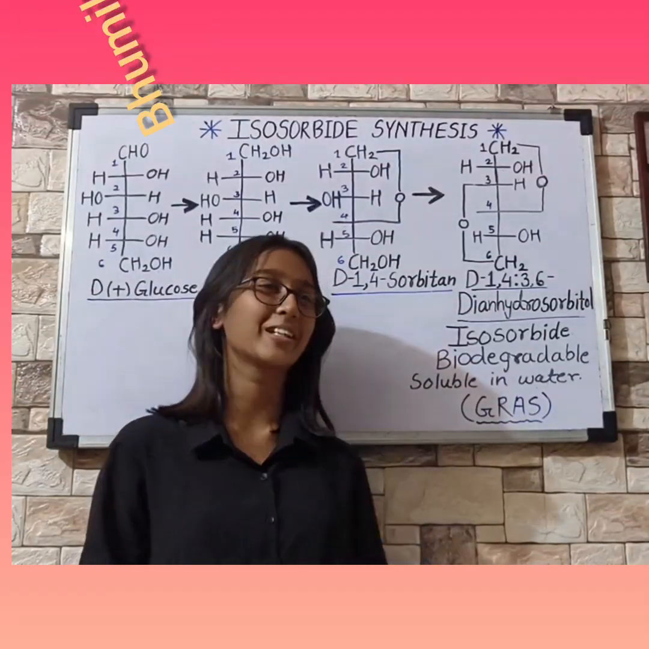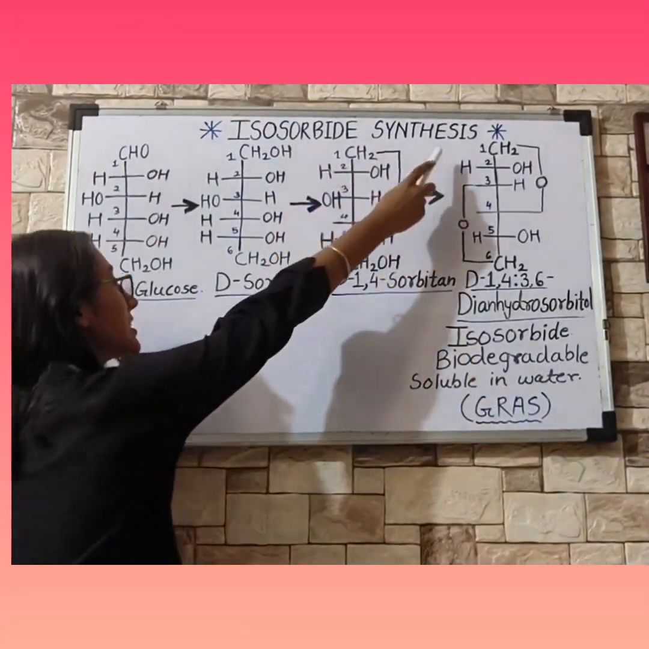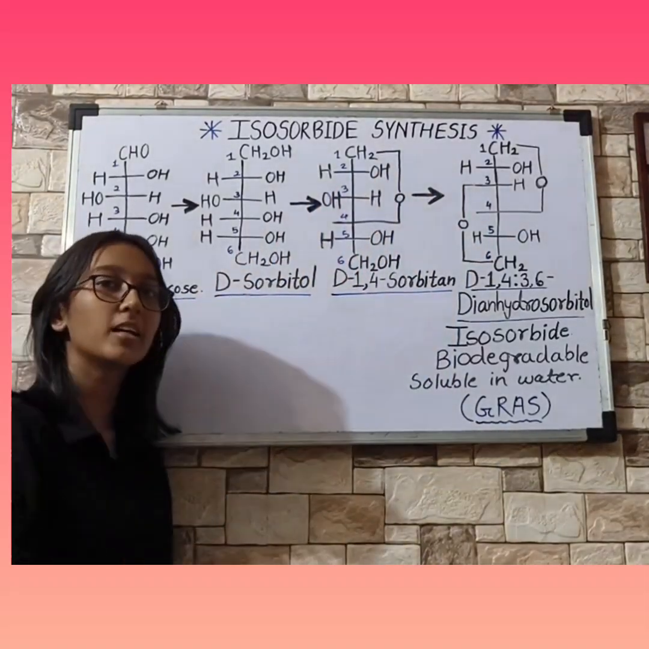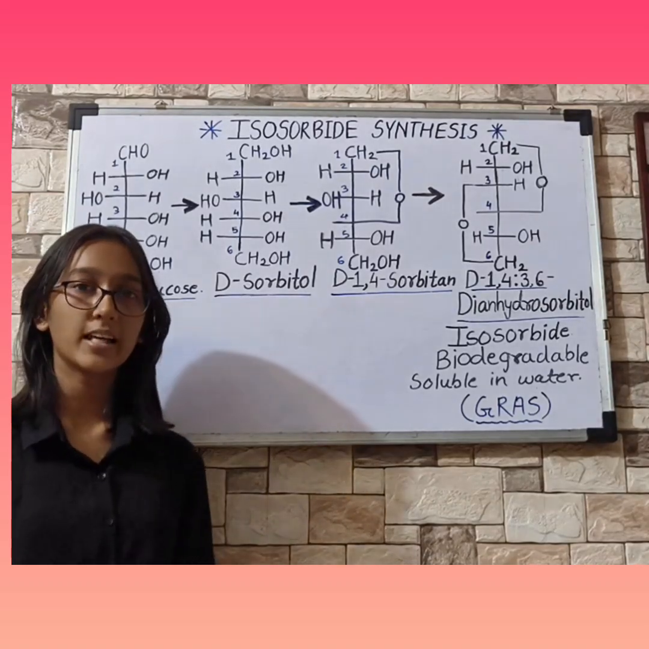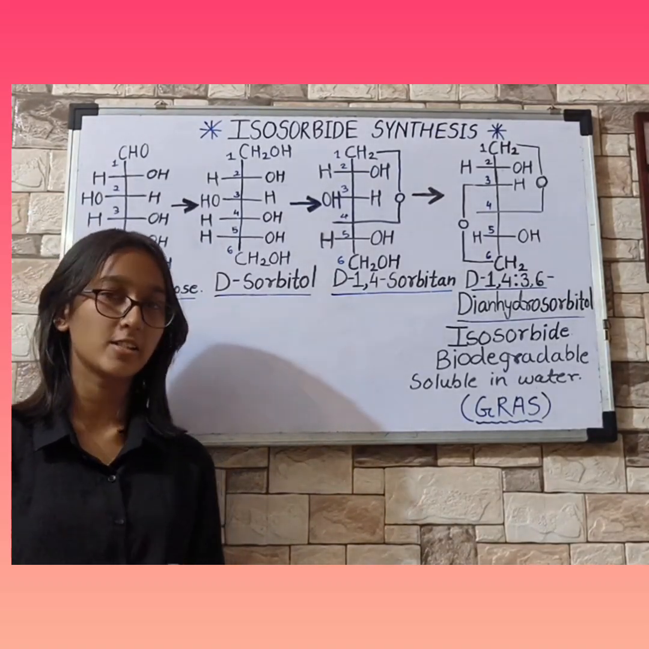Hi guys, I am Bhumika and I am going to talk about isosorbide synthesis. Glucose is obtained by acid hydrolysis of cellulose, which is a renewable source. Phosphoric acid, sulfuric acid or hydrochloric acid is used for this purpose.